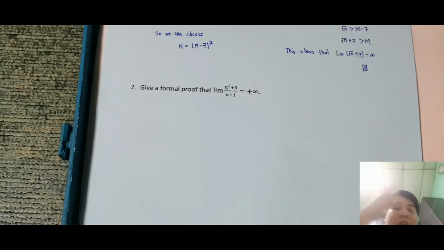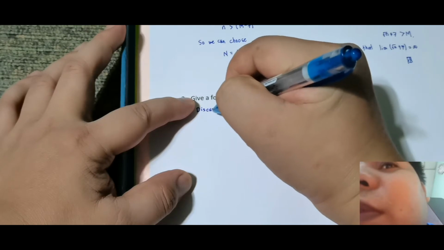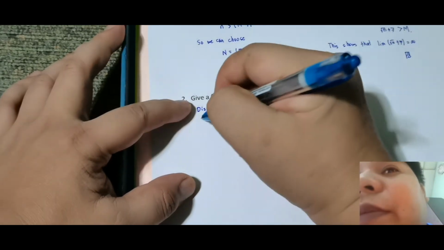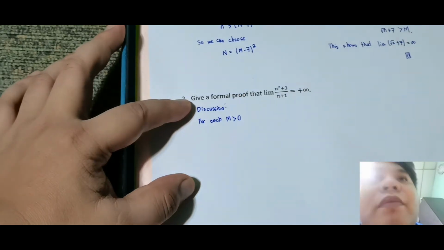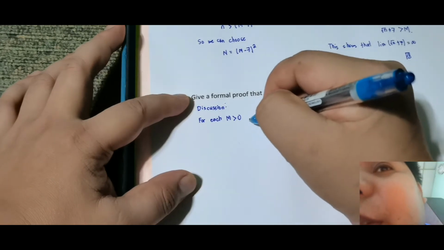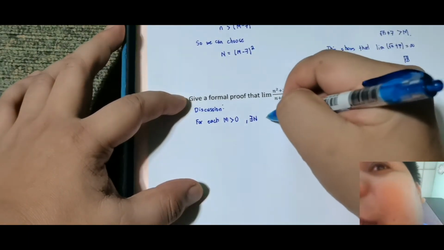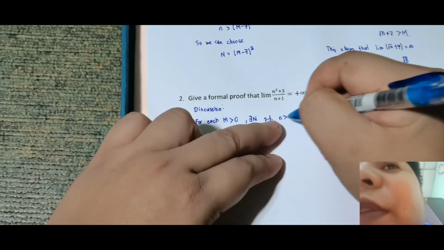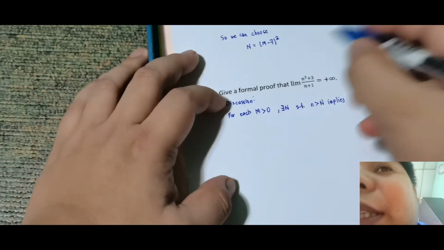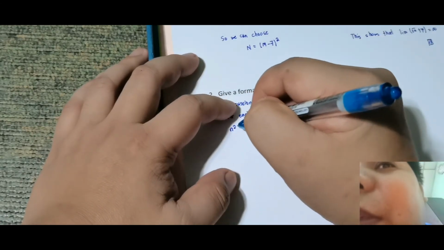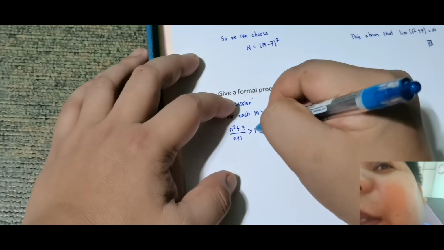Okay, so before tayo mag-start, syempre kailangan muna natin ng discussion about dito. So discussion. Okay, so for each m, since positive infinity yan, so for each m greater than 0, there exists n, element ng natural number that is dependent to m. There exists N such that n is greater than capital N implies that s of n, which is n squared plus 3 over n plus 1, is greater than m.